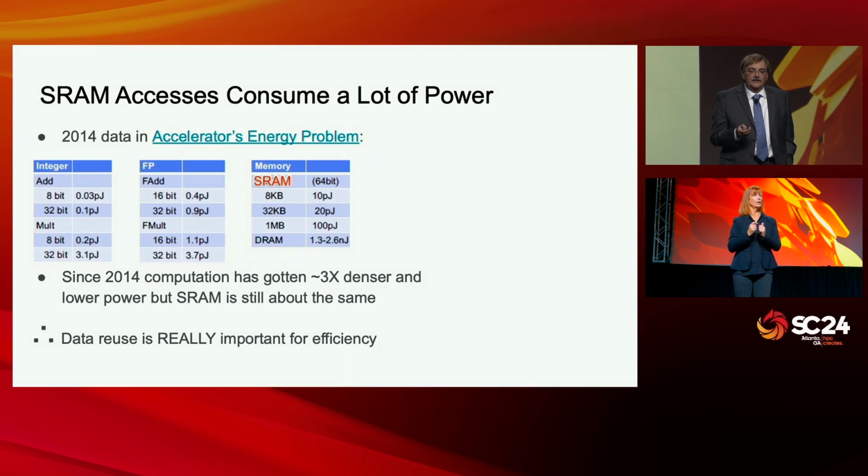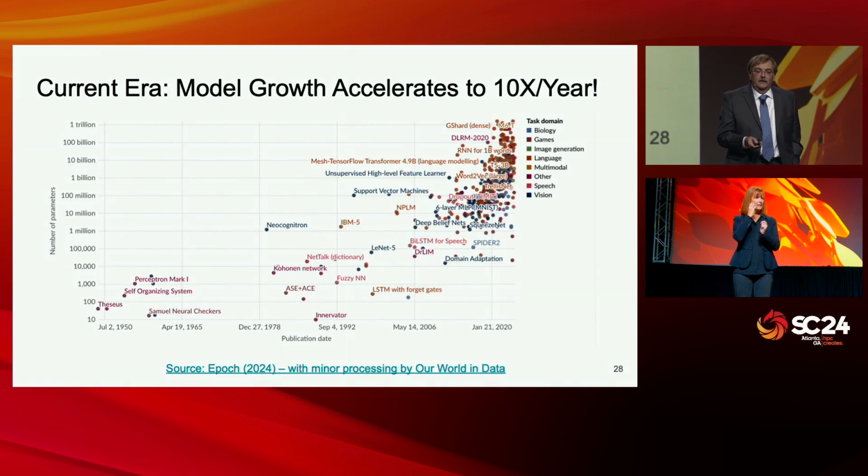Computation has gotten 3x denser and lower power, but SRAM is about the same. Moreover, the needs for memory capacity have been going up dramatically. There's the trillion parameter model that was mentioned earlier. People are talking about numbers much larger than that. So this is a plot of model size over time, and it's a logarithmic scale as well. So it's an exponential curve on a logarithmic scale.